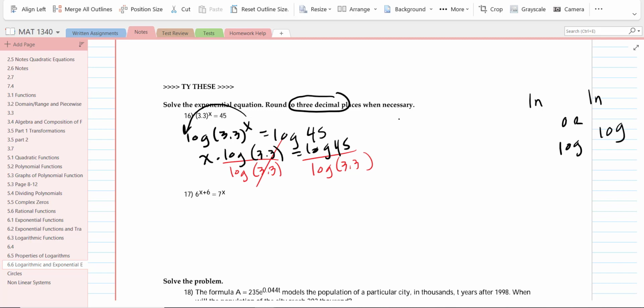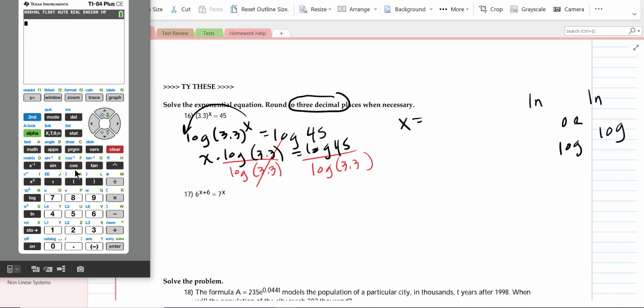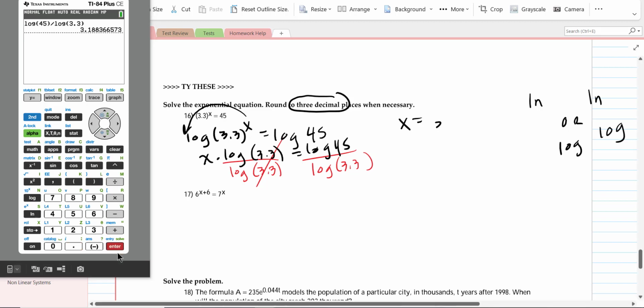Okay, so we get x equals, and that's just a matter of doing this on your calculator. Be sure, when you do your calculator, be sure you enclose things in parentheses. So I'm going to do log 45, make sure those parentheses are closed before you divide, and then log 3.3, like that, then we can round that off. Okay, so that one was 3.188 if you rounded to 3 decimals. Everybody got that one okay?